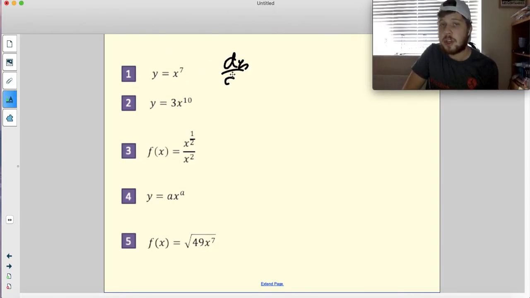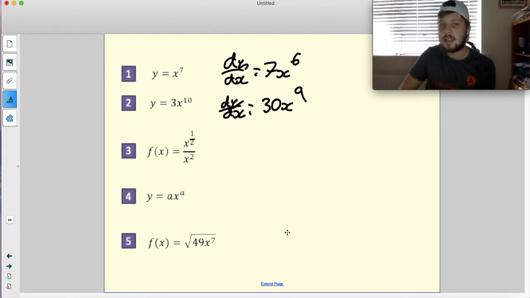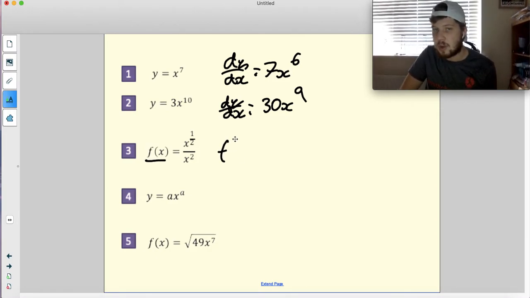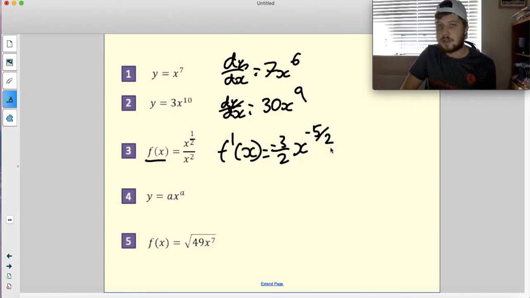For this first one, we should get dy by dx equals 7x to the 6. For the next one, dy by dx should equal 30x to the 9. This one here is exactly the same as what I did on the last slide, so we should have got this straight away. Except for one thing we should notice: because it's given as a function of x, we would have to write the derivative like this. And this would give us, well, what did I have on the last slide? It was minus 3 over 2, x to the power of minus 5 over 2.